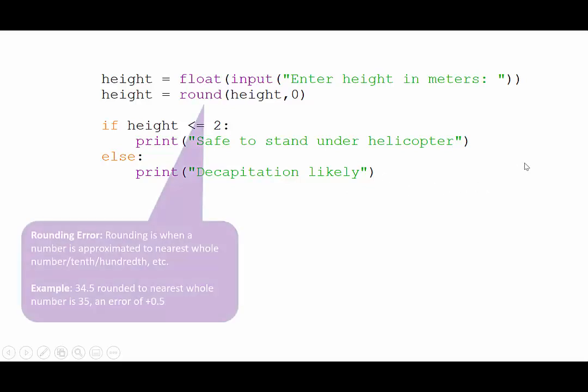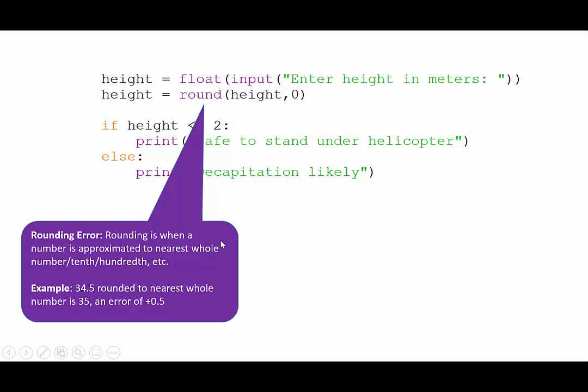So some errors in this code here then is our rounding error. This is where we've rounded a number to a certain number of decimal places. In this case we've rounded it to no decimal places, which with a program like this, which is critical to somebody losing their head, it's important that that error is rectified, because if somebody was 2.4 meters tall, this would round it to 2 meters, tell them they're okay to step onto the helicopter, and of course they would get a haircut. So that is a rounding error.